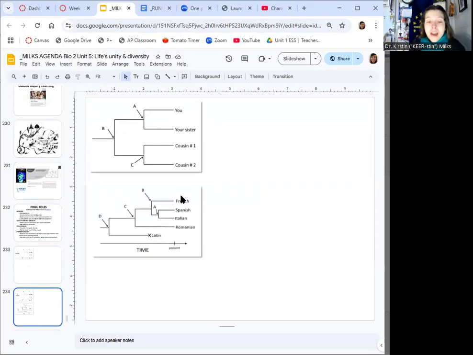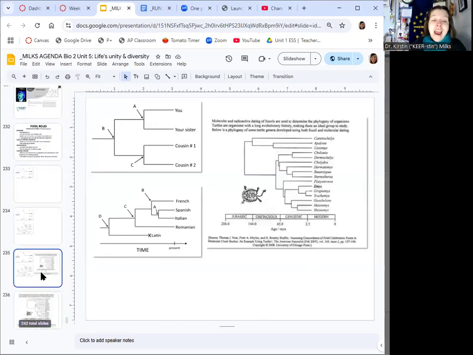So cool. The second picture you're going to look at is some languages. We actually think, we made this, and we actually think that Romanian is much closer to French than we thought it was. But you're going to use this diagram. You'll see that now we have time along the axis, and that's going to get you ready for thinking about a real life tree. It says here, molecular and radioactive dating of fossils are used to determine the phylogeny of organisms. That's the relatedness. Turtles are organisms with a long evolutionary history.